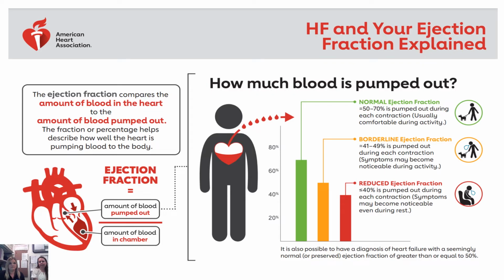Here's an image that kind of illustrates ejection fraction more. The ejection fraction compares the amount of blood in the heart to the amount of blood pumped out of the heart. The fraction or percentage describes how the heart is pumping blood to the rest of the body. Like I discussed in the previous slide, a normal ejection fraction is 50 to 70%, which is pumped out during each contraction. Borderline ejection fraction would be 41 to 49%, and then a reduced ejection fraction is anything less than 40. And it's also possible to have a diagnosis of heart failure and also have a preserved ejection fraction, which we discussed earlier in this slide.